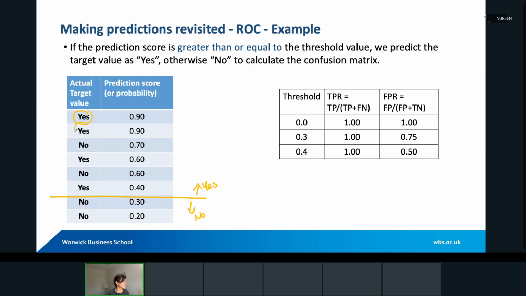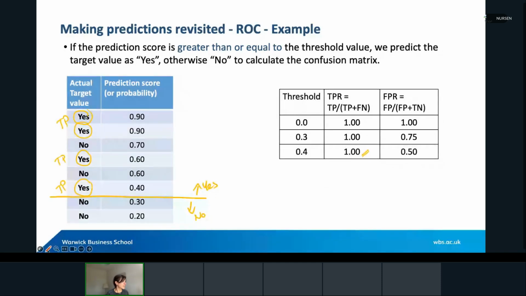Now we cover this yes case, so these are all true positives, true positive, true positive. So still, by predicting everyone with the threshold 0.4 as yes, we can cover all yes cases, and our true positive rate is still 1.